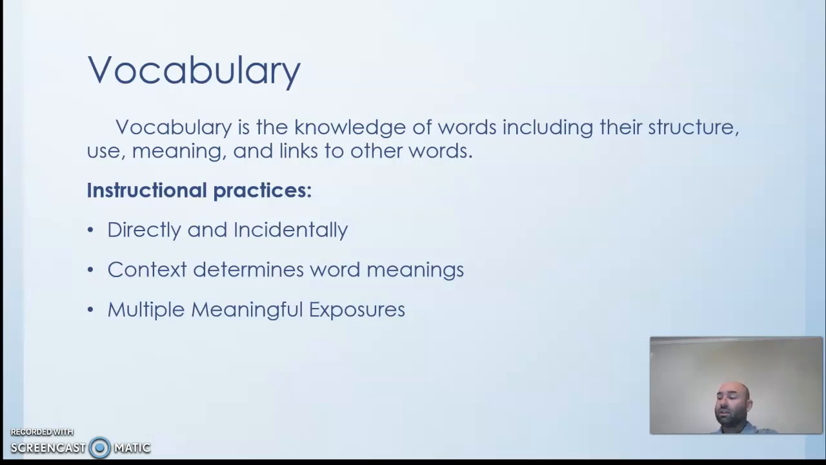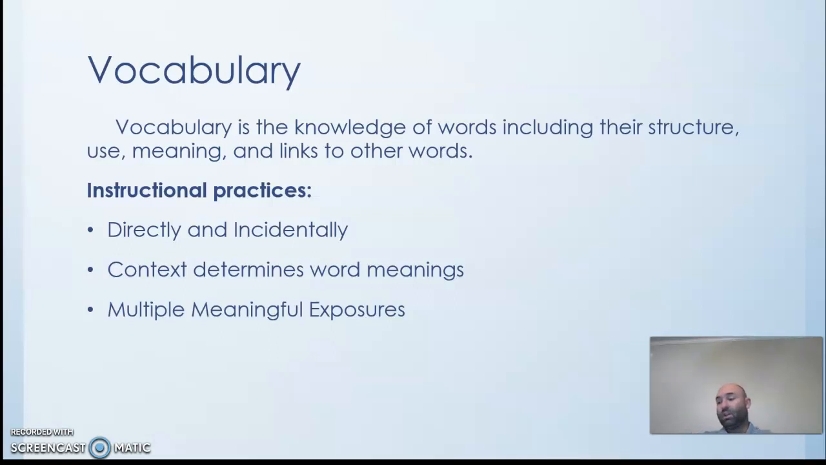So directly and incidentally, we learn directly by, here's a word, here's its definition. That's a form of directly. And then we can connect new words with words that we already know. Indirect is if we are reading, if we are learning, if we do hear people say words, then we pick up on those words and we incidentally or indirectly, however you want to put it, learn new words.